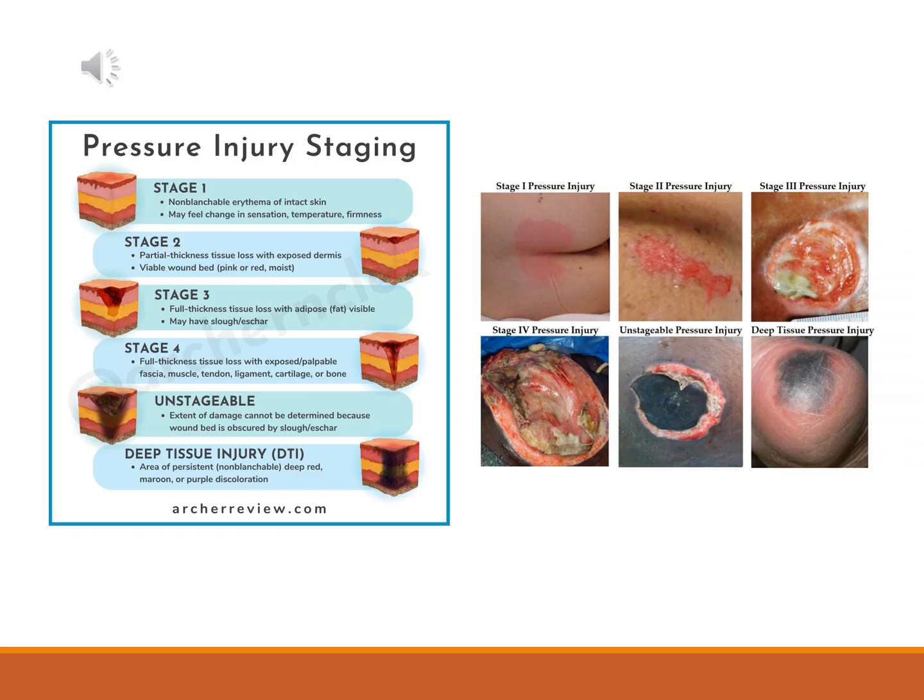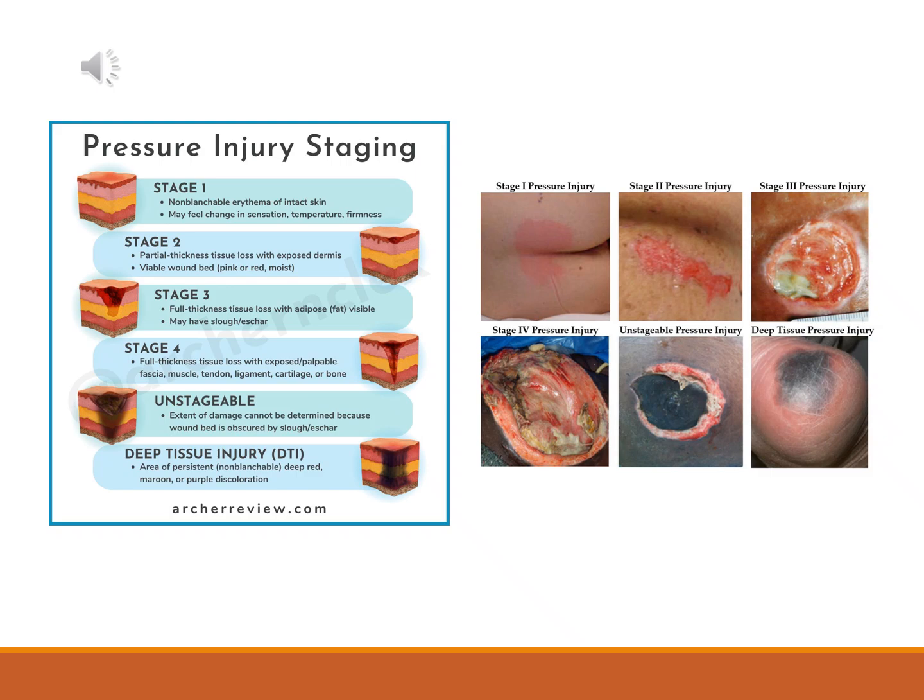Okay, so we're going to look a little bit at pressure injury staging. This occurs over a bony prominence or an area of pressure, and it ranges from stage 1 all the way to stage 4. There are also 2 other stages: one is called unstageable and one is called deep tissue injury. So we'll talk a little bit about each one of these stages.